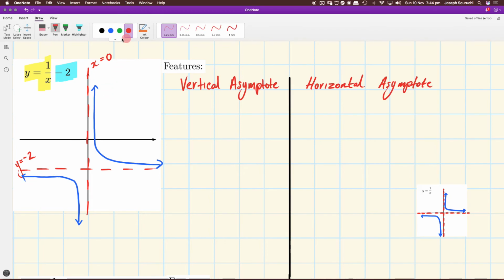Okay, so how did I know that my vertical asymptote was the same? So I have 1 over x minus 2. The reason why I knew that my vertical asymptote remained the same is because I still can't have 0 in this as my denominator. 1 over 0 is undefined, and therefore I know that this cannot equal 0. And that's how I knew that my asymptote, nothing has really changed in that regard. But how did I know that my horizontal asymptote had changed?